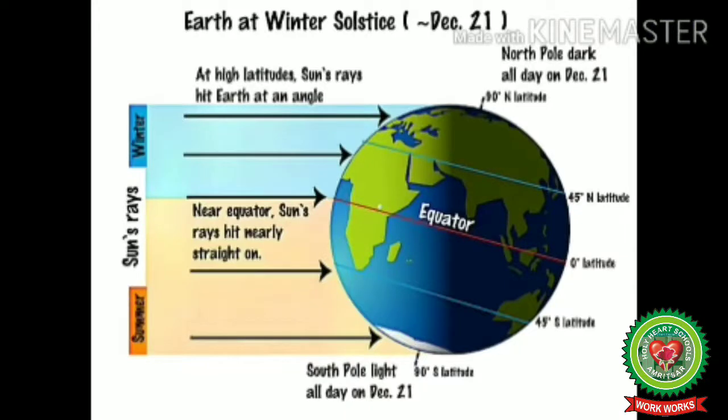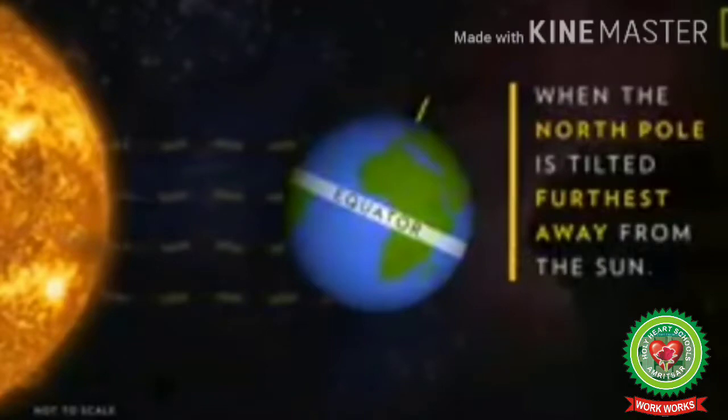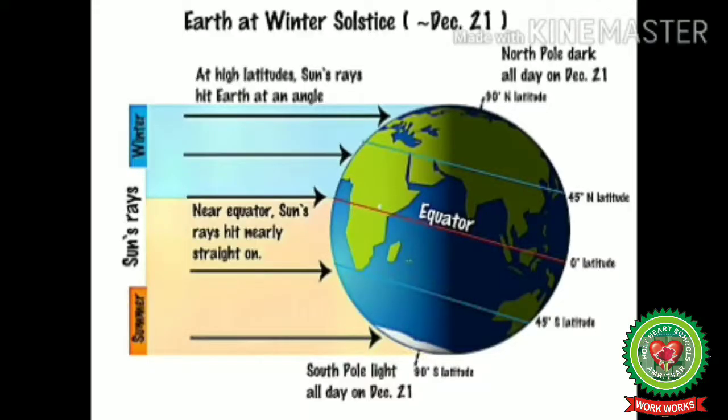Next, we are starting up with the winter solstice. In the northern hemisphere, winter solstice happens on 22nd of December when the North Pole is tilted furthest away from the sun. Because of this, the winter solstice has the fewest hours of sunlight and is the darkest day of the year. On this day, the sun shines vertically over the Tropic of Capricorn and the northern hemisphere receives the minimum amount of heat and experiences winter season. So now let's start with our reading.